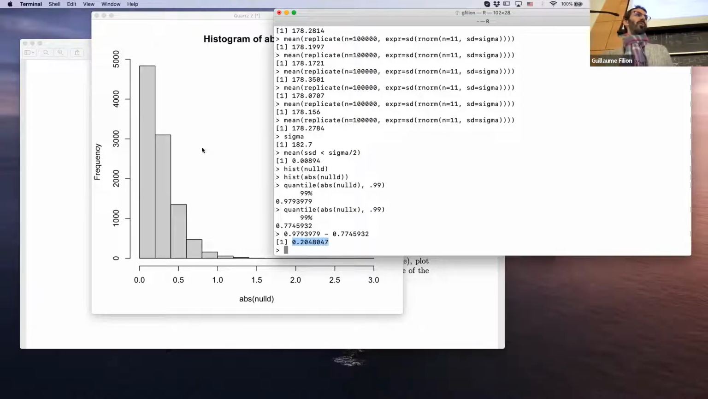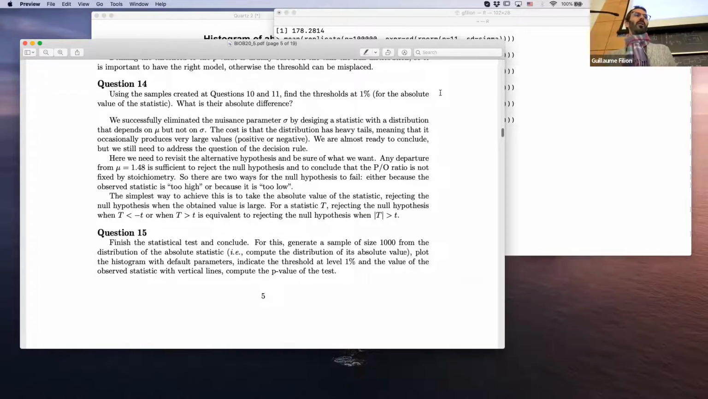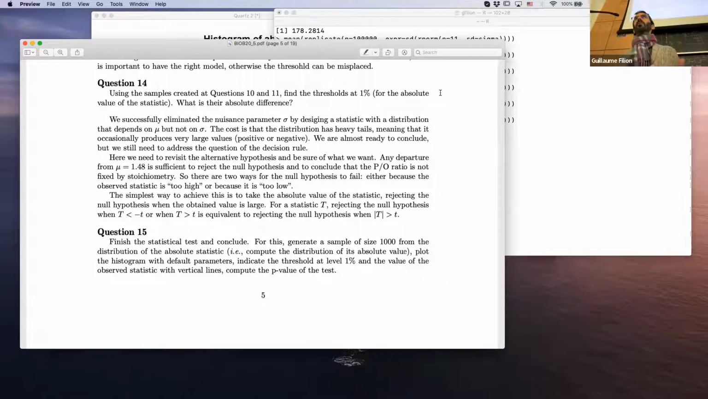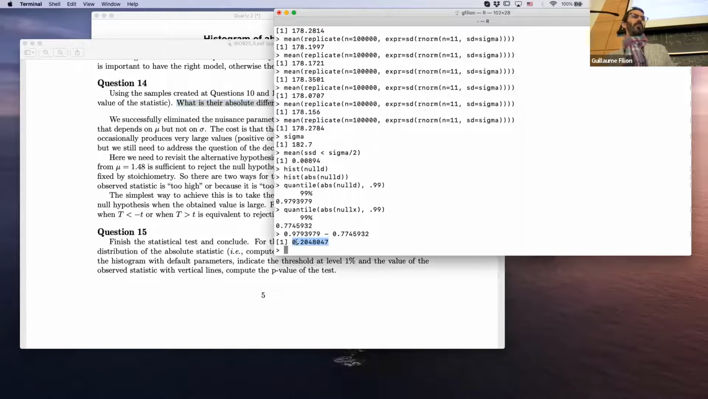So having a relative error which is that big would actually be a big deal in terms of where you put the threshold. So it's important to realize that you can't just pick a value for the standard deviation and assume that you know it. You change the distribution completely. What is the absolute difference? Here is the answer, 0.2048047.